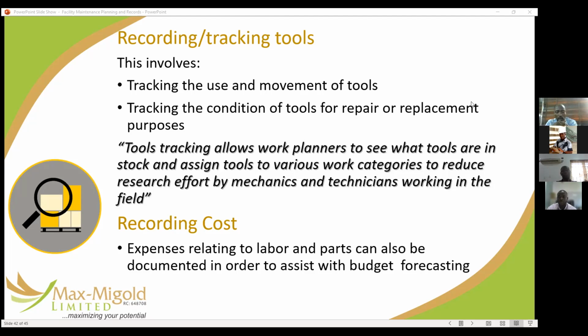When you are recording costs, expenses relating to labor and parts can also be documented in order to assist with what? Future budget forecasting. When you are trying to draw up your budget for the next calendar year, you can pull out your equipment history card and gather a lot of information on the cost you have expended that year on that particular equipment. So you know that coming year, this is the amount of money you are going to spend on that particular equipment. You can forecast and use that to prepare your budget for the next calendar year.